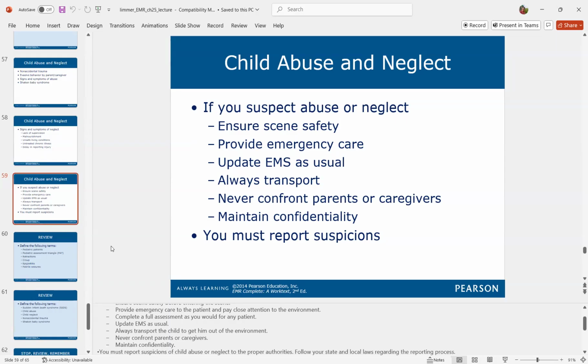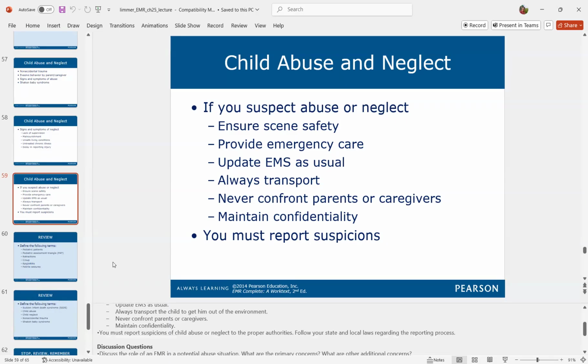Always transport that child to get them out of that environment. Don't confront the parents or caregivers. If you're not comfortable with them being with you, get law enforcement involved if we need to. Maintain confidentiality. And we are mandated reporters, so you have to report suspicions of child abuse or neglect to the proper authorities, which is passing that along to either law enforcement or the nursing or the EMTs that are there, and they can pass that along to the nurses and doctors as well, just to get that reporting process started.